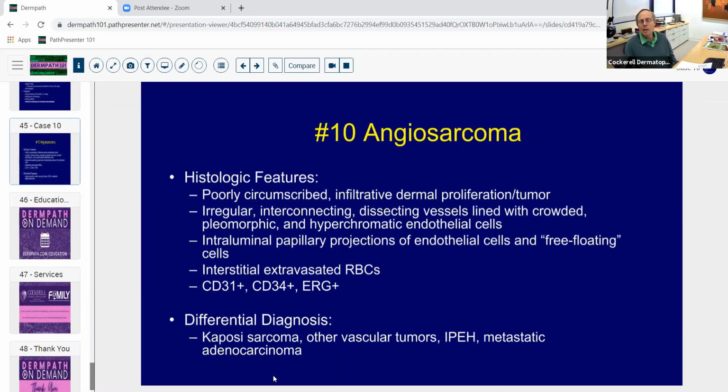So if you wanted to work this up, basically you look at these various vascular markers. You don't really need those here. It's obviously vascular. You don't really need this to make the diagnosis. And there was an obvious malignancy in this situation as well.